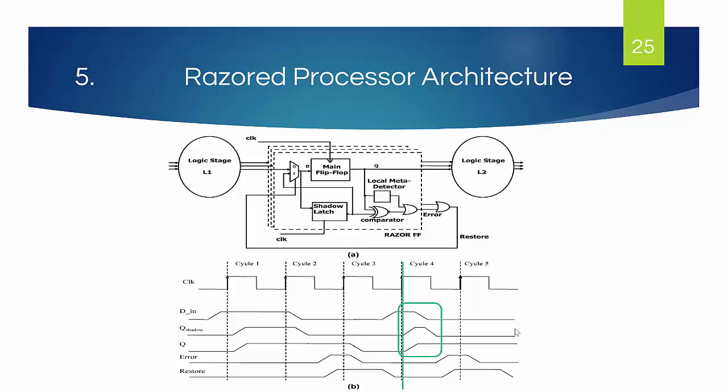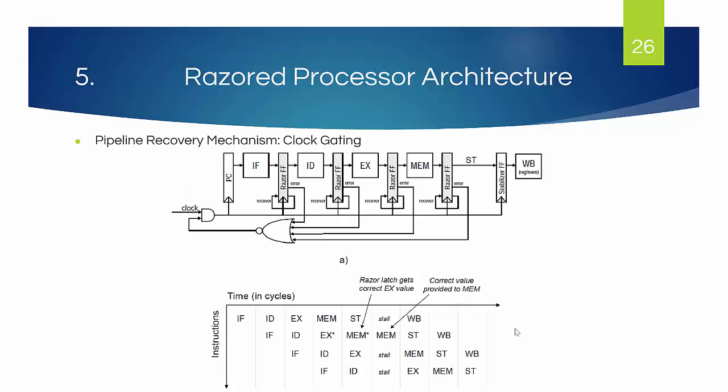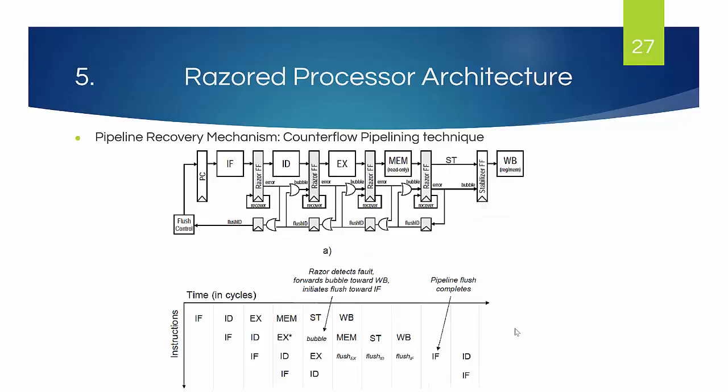Considering that the important thing in Razor is to detect the timing errors and avoid the corruption of the data, two different approaches have been developed to recover the pipeline state. The first and simplest is the clock gating approach, in which all the circuits stop for one cycle while the correct data is restored. The other one is the counterflow pipelining technique for more aggressively clocked designs. In this case, when an error is produced, a bubble signal is emitted to erase the corrupt data, and another flush train signal corrects the value along the whole pipeline.